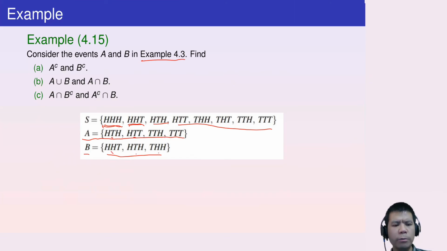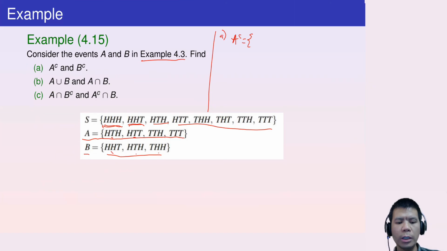And now we want to find the following events. A complement, and B complement. So what is A complement? Let's do this one here. A complement is everything in the sample space that is not in A. Not in A.